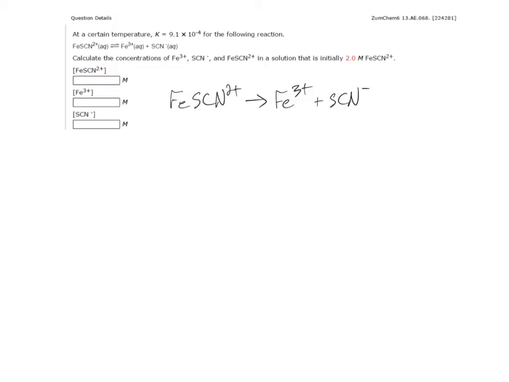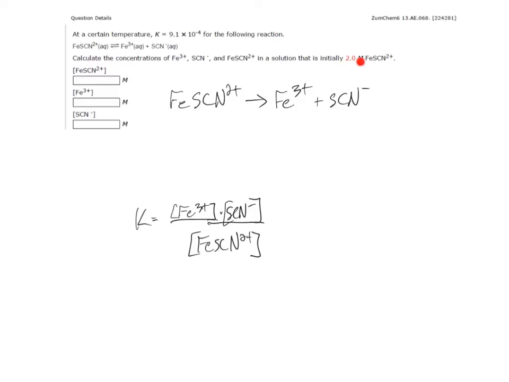If we were asked to write an expression for K, we'd say, okay, products over reactants. Notice that the coefficient for everything is 1. That helps to simplify things. And they give us a numerical value for K, which we'll come back to in just a minute.